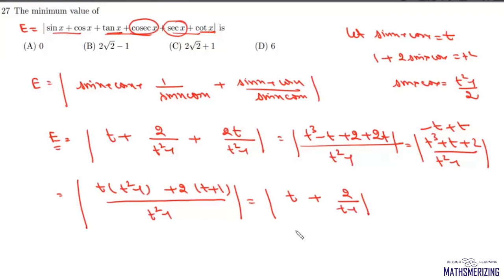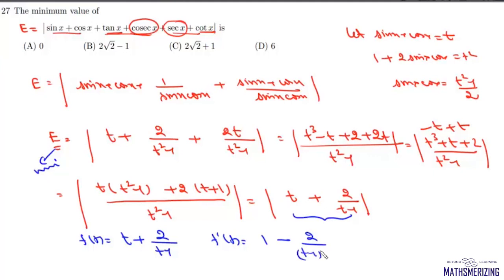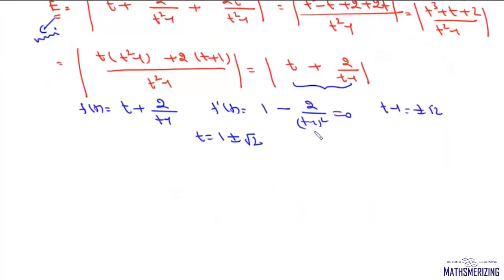Now we need to find the minimum value of this expression E. And for the minimum value of E, we will find the minimum value of t plus 2 upon t minus 1. So let it be f(t), which is t plus 2 upon t minus 1. Then f dash t will be 1 minus 2 upon (t minus 1) square equals 0. We'll get t minus 1 equals plus or minus root 2. Value of t is 1 plus minus root 2. Now we need to find the absolute minimum of this function. So we'll take two cases.